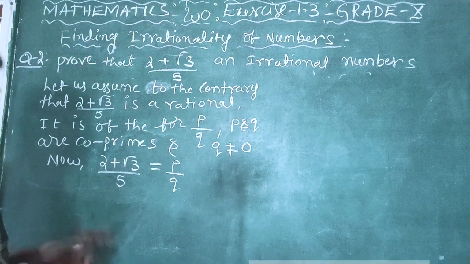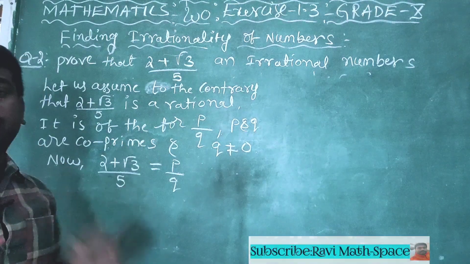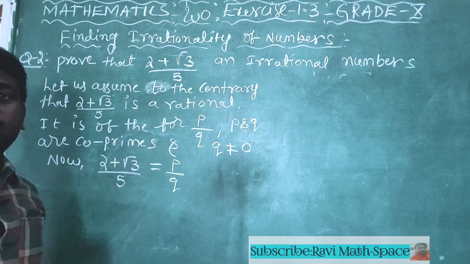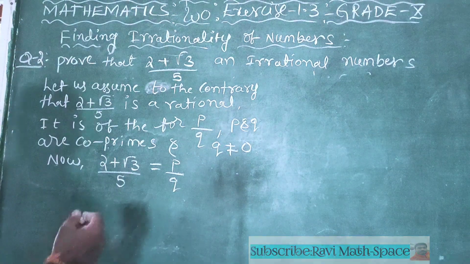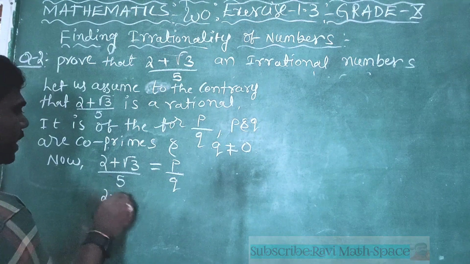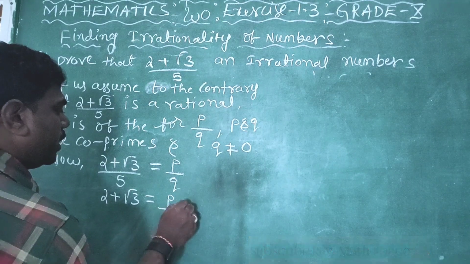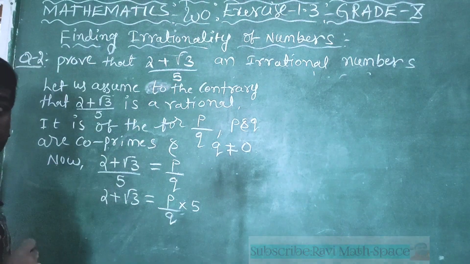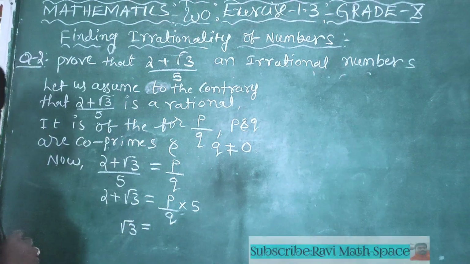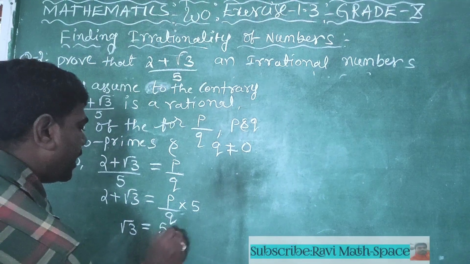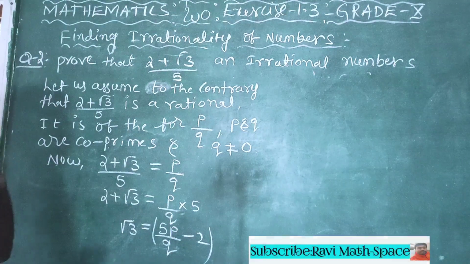So now what should we do here? We already know 2 and 5 are rational numbers. These rational numbers we are going to transport to this side. But we know root 3 is an irrational number, so we have to make root 3 the subject. 2 plus root 3 is equal to P by Q into 5. So I can write root 3 equal to 5P by Q minus 2.